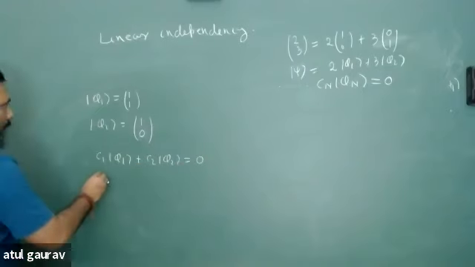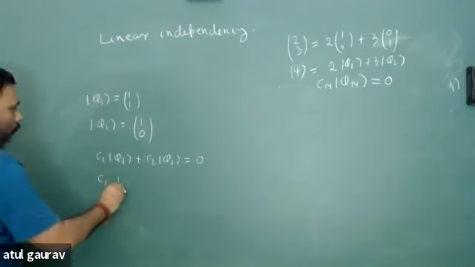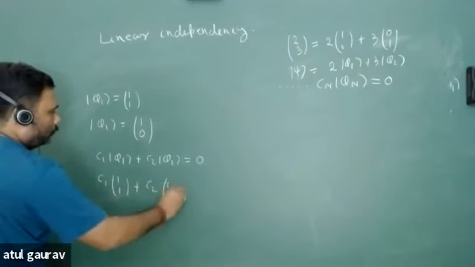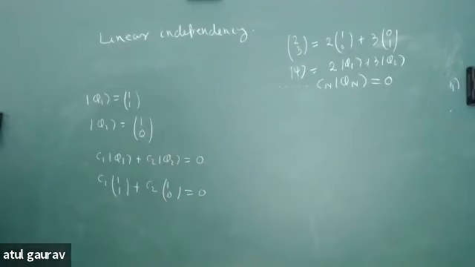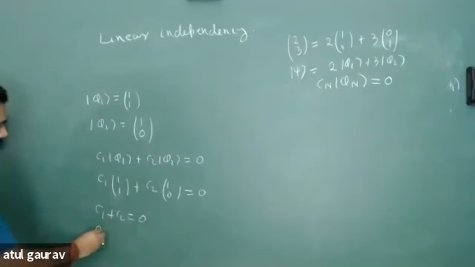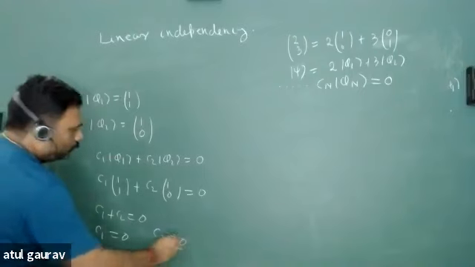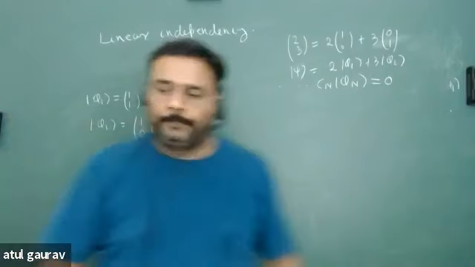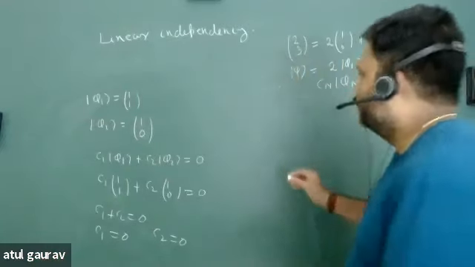Now we can write C1 (1, 1) plus C2 (1, 0) must be equal to 0. From here you have C1 plus C2 is equal to 0, and C1 must be equal to 0. So C2 is also equal to 0. So yes, these vectors are also linearly independent. Now look at what I have done.